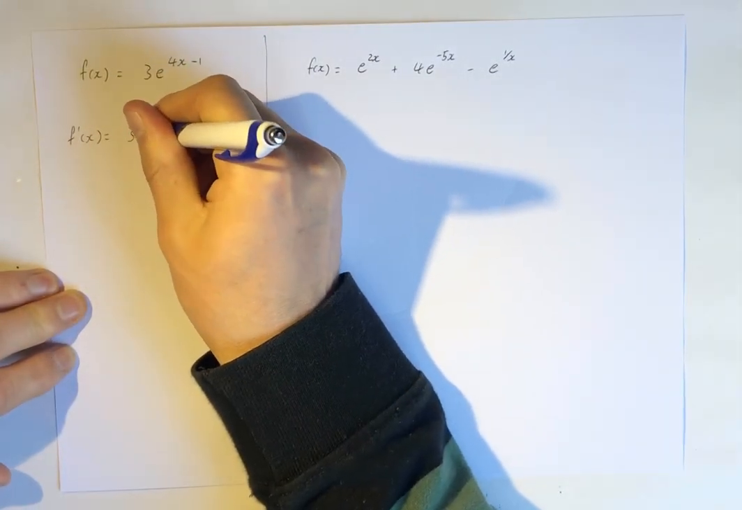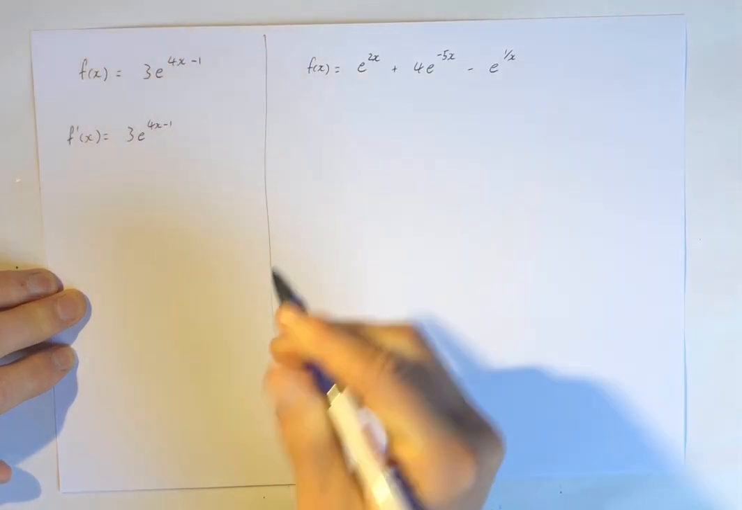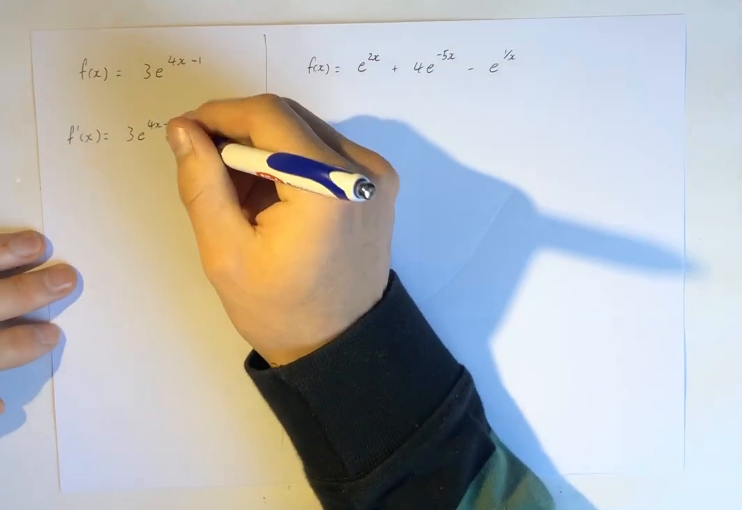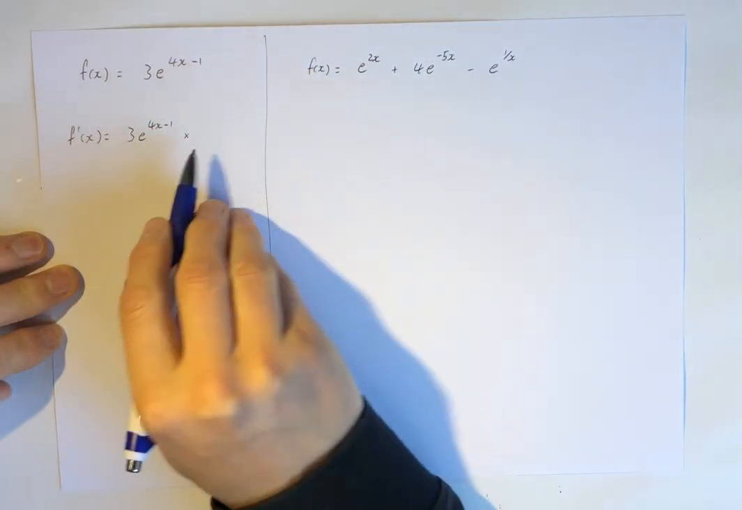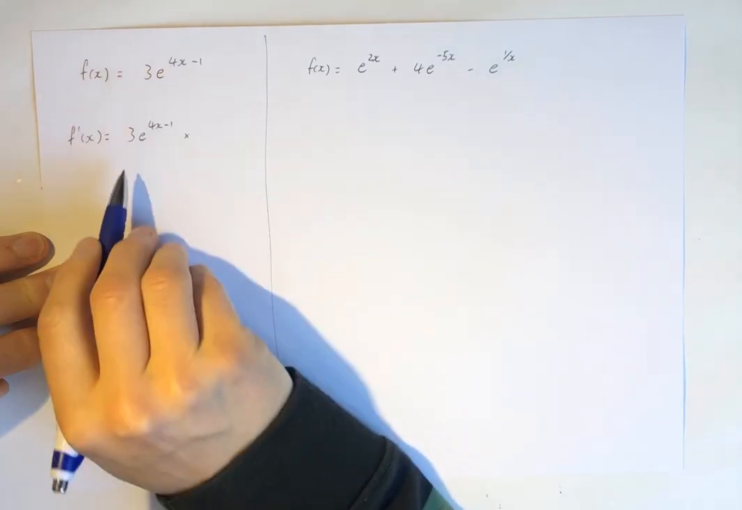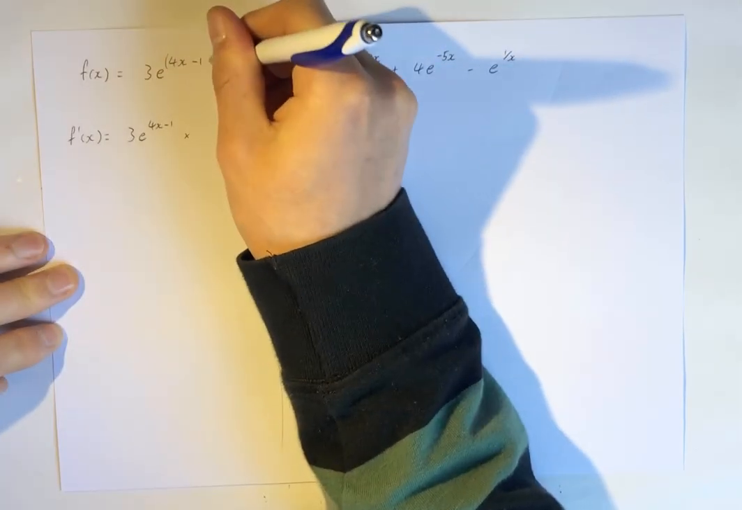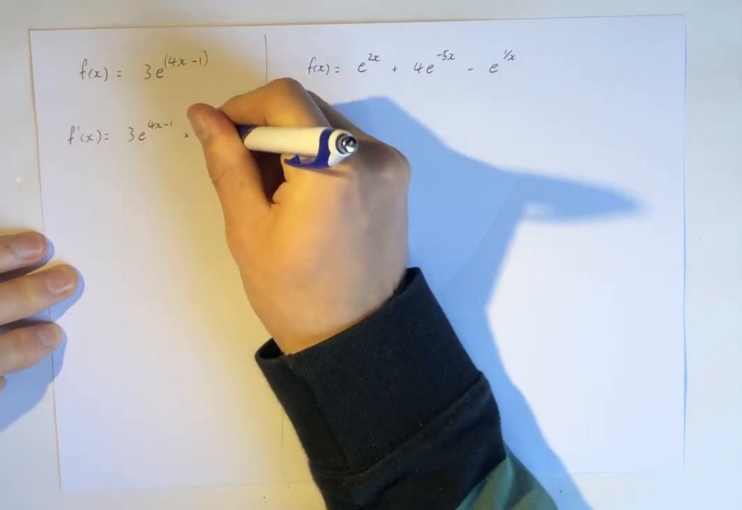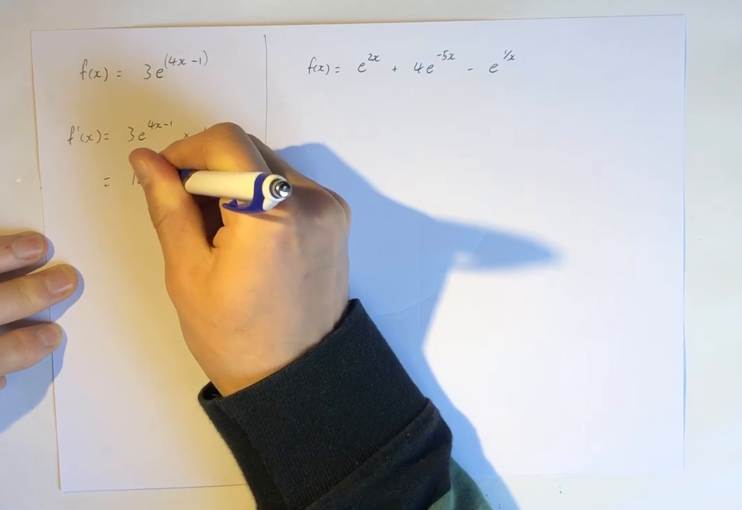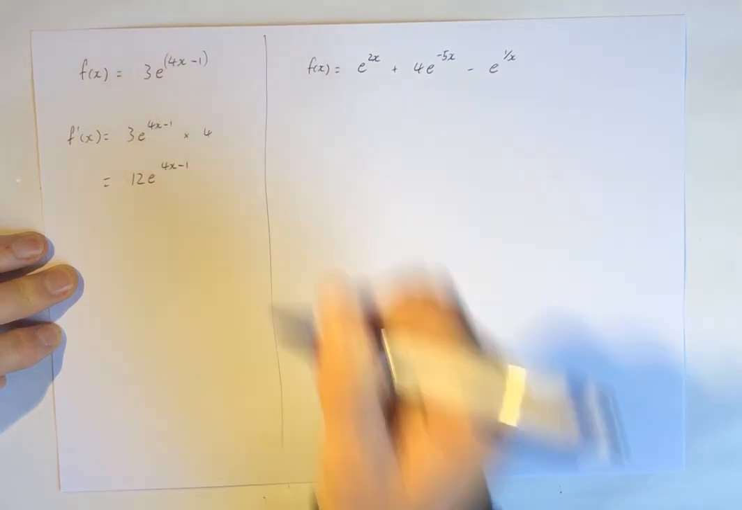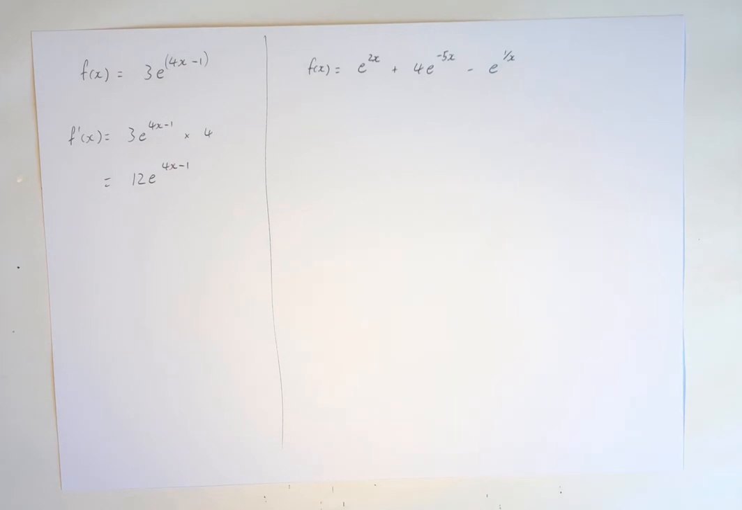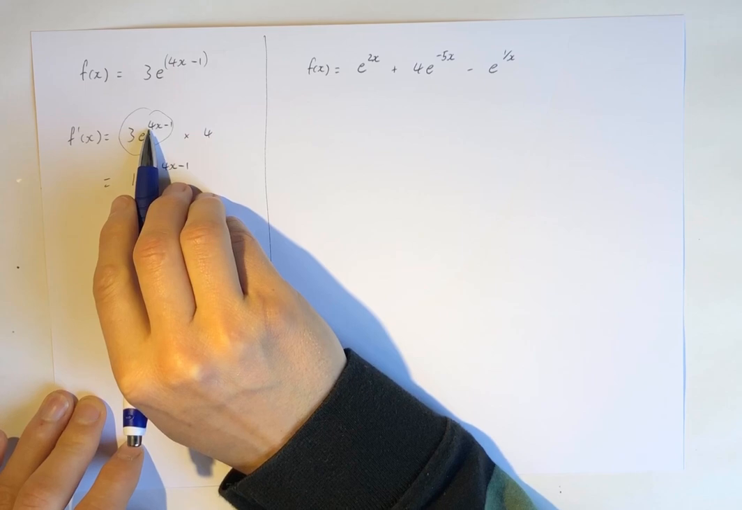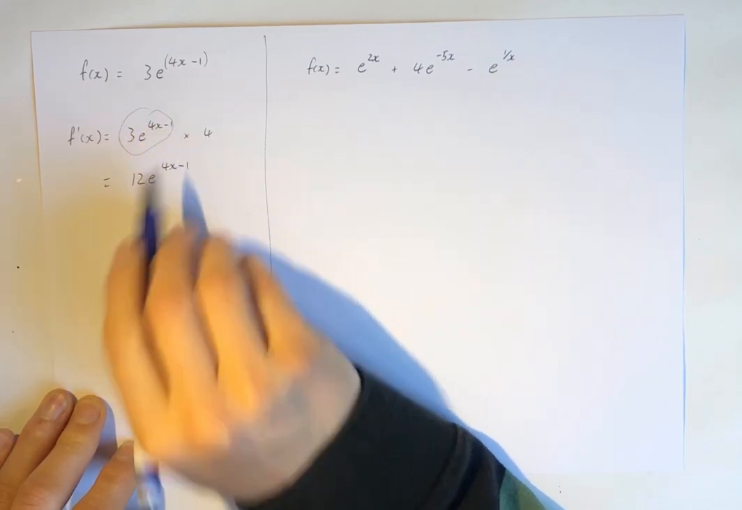So 3e to the 4x minus 1, that must be its derivative, right? And you'd be forgiven for saying yes, but you've forgotten one small detail. It has to be done with chain rule, because inside the function we have 4x minus 1, so we times by the derivative of the inside function. So the derivative here is 12e to 4x minus 1. So yes, it's its own derivative, but we still have to apply chain rule. We still have to times by the derivative of that inside function.